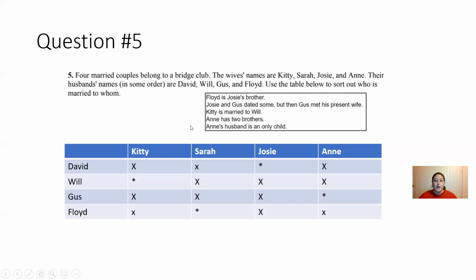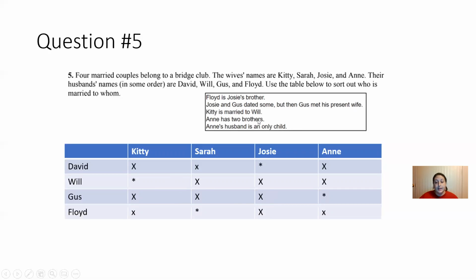All right, so we have Floyd is Josie's brother. So that's going to take out Floyd from Josie. He is gone, so he is available for these next 3. Okay, Josie and Gus dated some, but then Gus met his present wife. So Josie and Gus dated, but they're not anymore. He's married to someone else. So that's going to take Gus out from Josie. So she can't be married to Gus and she can't be married to Floyd.